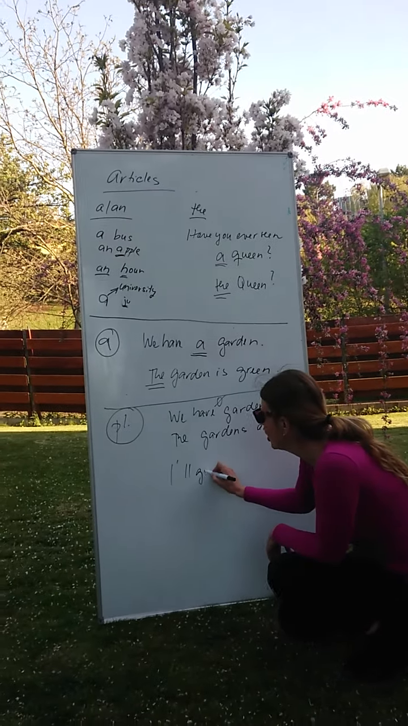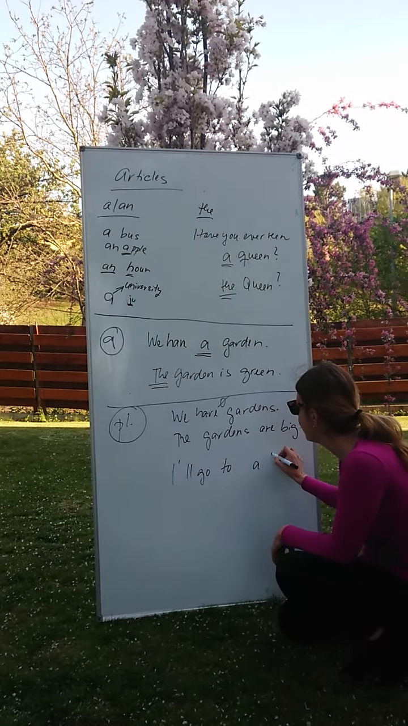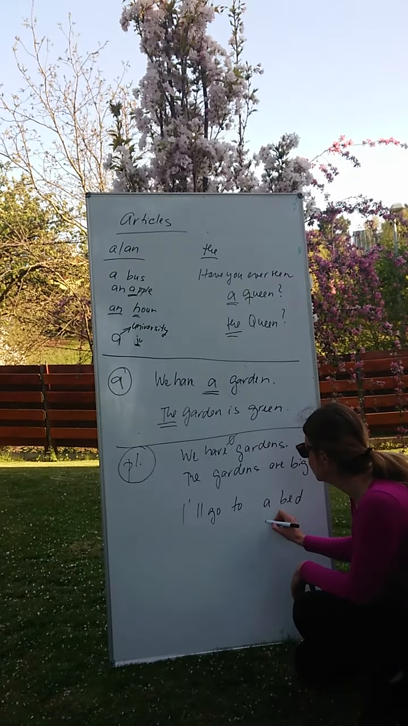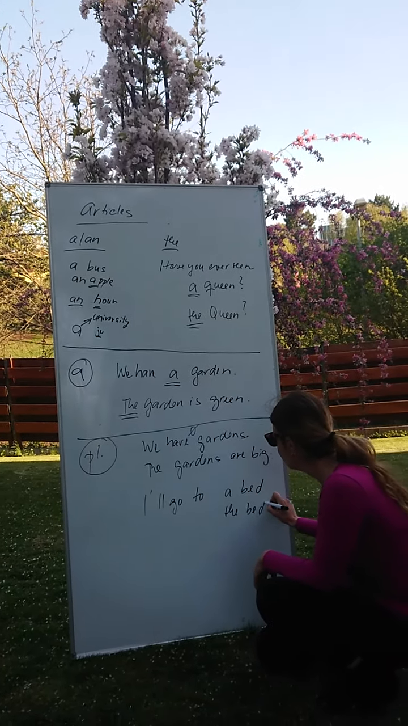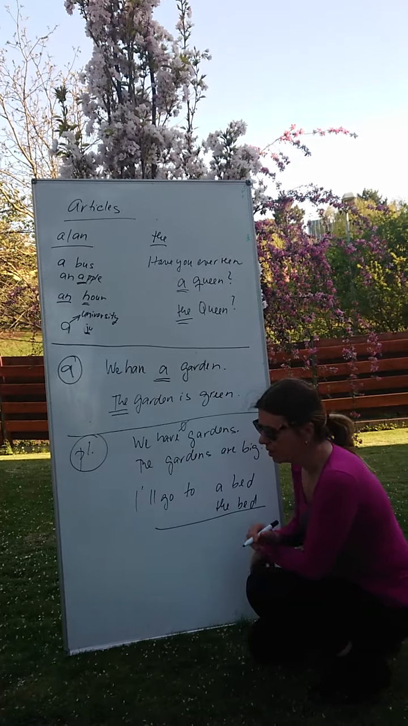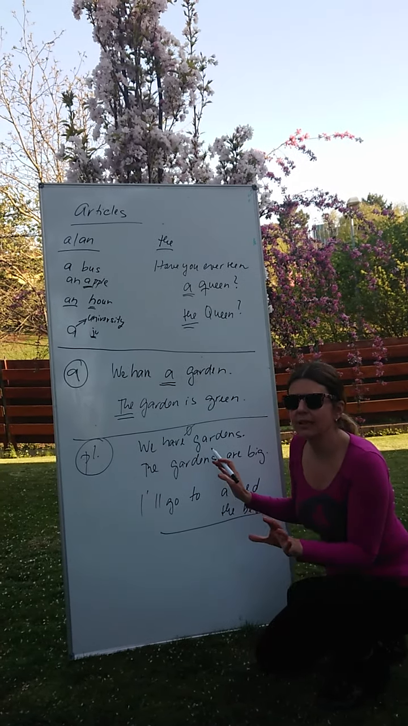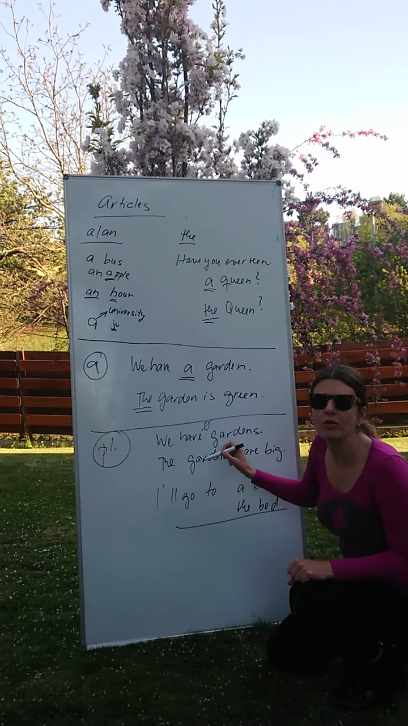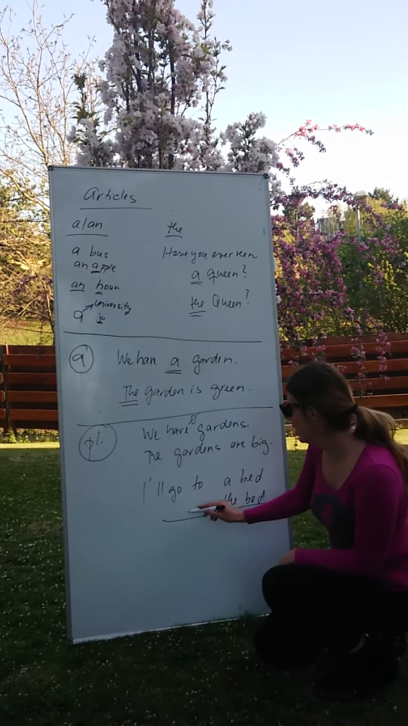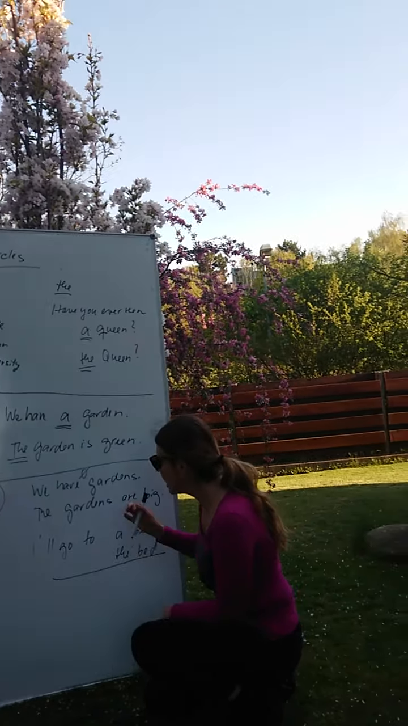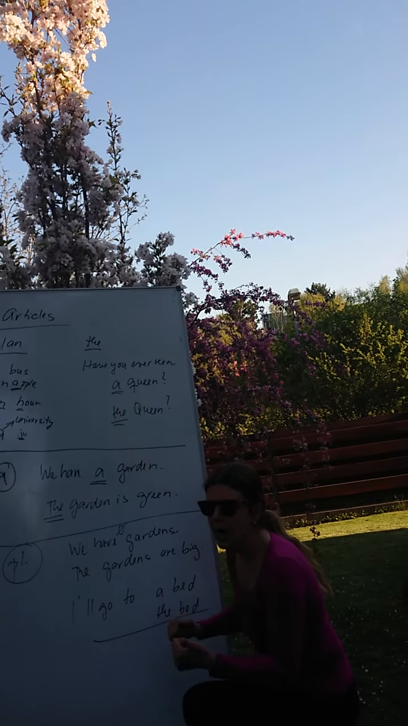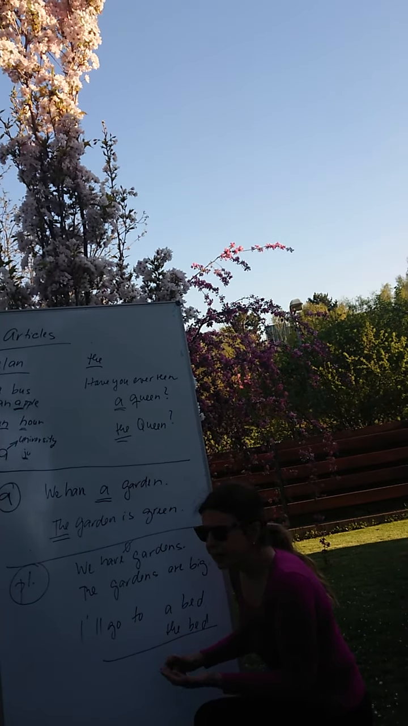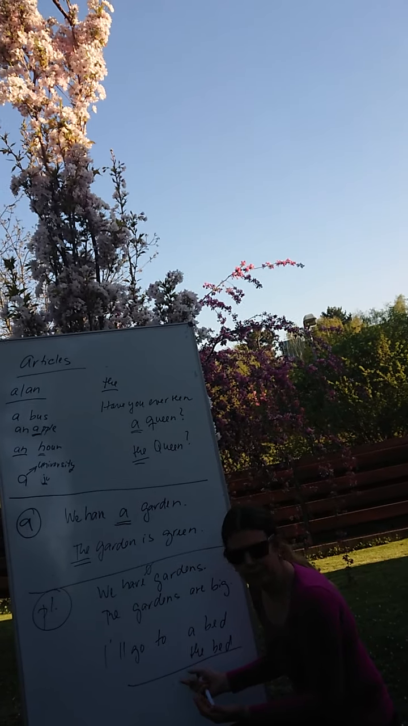I'll go to a bed. I'll go to the bed. In the first sentence, what do we mean? I'm in some building, in some house, there will be many different beds, and I will go to one of them. I will choose one of them. Here we have the sentence, I'll go to the bed. It means one particular bed. It means something like I go to sleep.